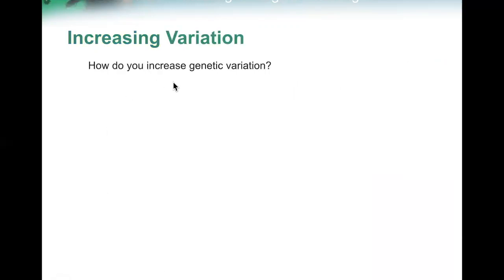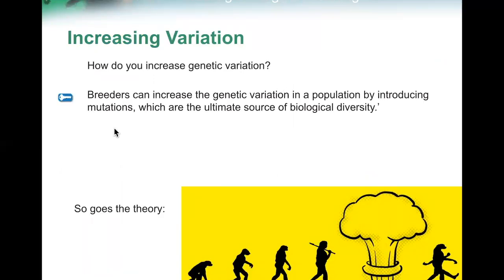How do you increase genetic variation? Breeders can increase the genetic variation in a population by introducing mutations, which are the ultimate source of biological diversity. So the theory goes.